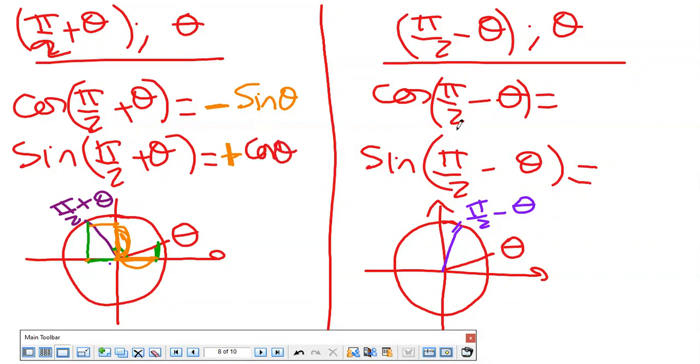Again here, pi over 2 minus theta. The cosine gives me a positive answer, and the sine gives me a positive answer. But the distance of the cosine, that's it here. If I do it in yellow, this distance here is equal to the sine theta. So this is sine theta. And if I want to see the sine of pi over 2 minus theta, this distance here is equal to the cosine theta. So this is plus cosine theta. So when it's pi over 2 plus theta or pi over 2 minus theta, it's switched. The cosine becomes sine and the sine becomes cosine.